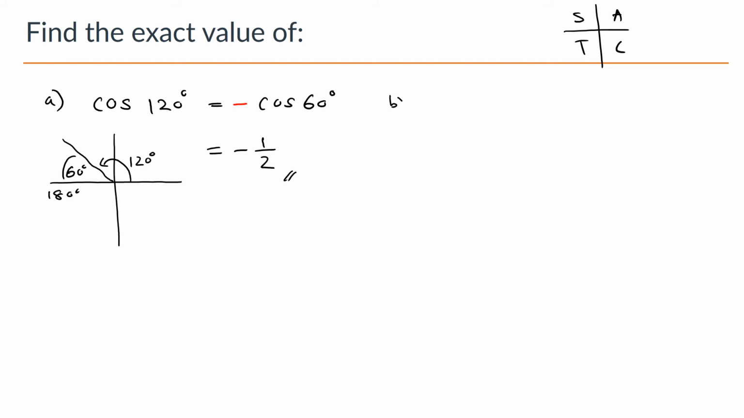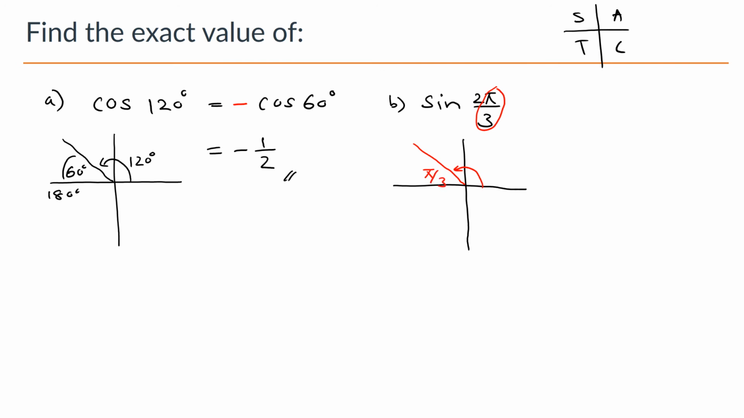So part B, let's do sine 2 pi over 3. Let's try to find where this angle is. We know that pi is 180, pi over 3 is 60, times 2 is 120. So that means this is again the exact same angle that we just discussed. But since this is in radians, we need the reference angle. So the reference angle is simply pi over 3.